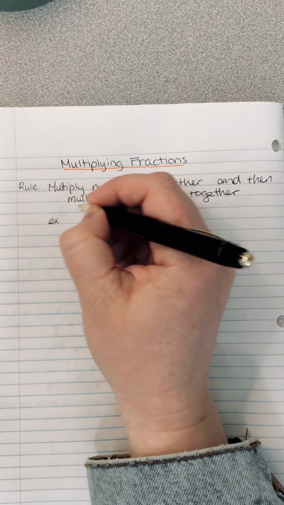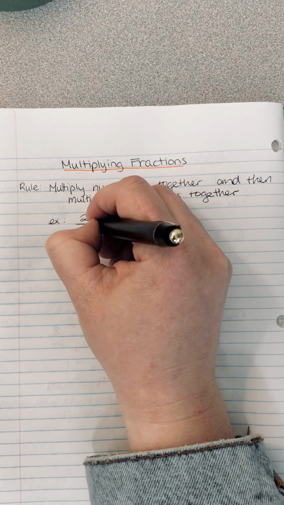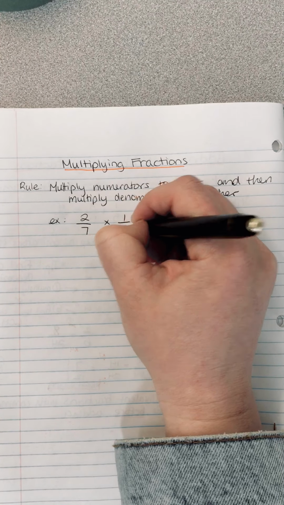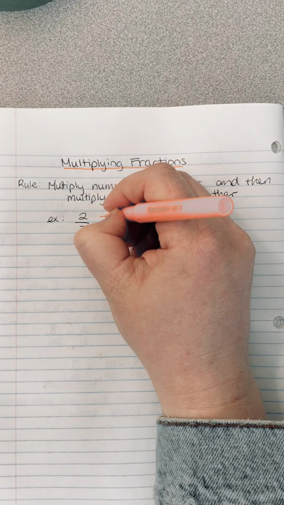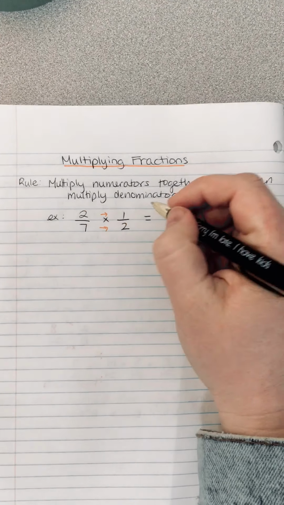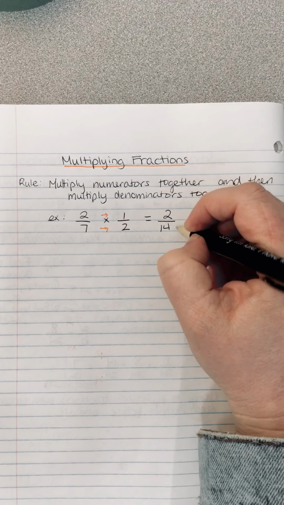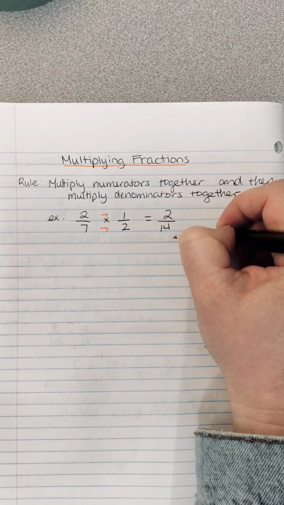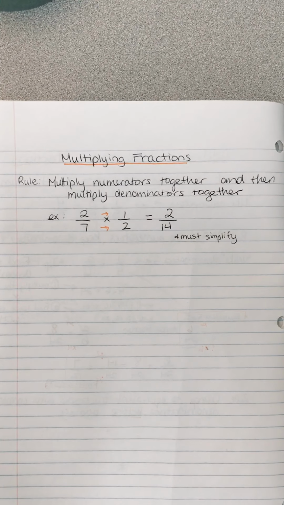So for an example, you can pick, I'm just going to pick a random one: 2/7 multiplied by 1/2. You just multiply straight across and then straight across, and you get 2 times 1 is 2, and 7 times 2 is 14. Just like in our last video, we must simplify.